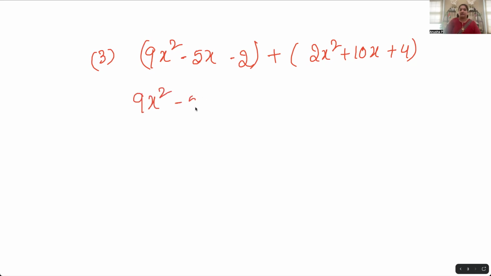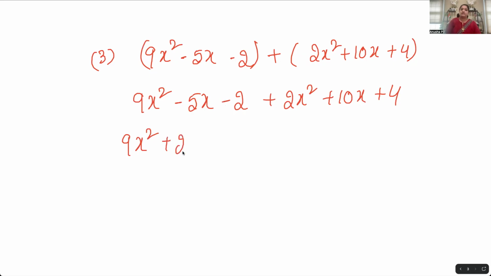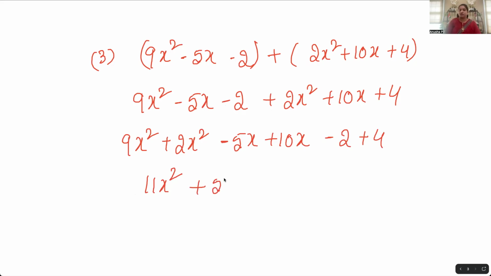9x squared minus 5x minus 2, 2x squared, 10x and 4. Now bring the like terms together. 9x squared plus 2x squared, minus 5x plus 10x, and minus 2 plus 4. 9x squared plus 2x squared is 11x squared. Minus 5x plus 10x is positive 5x. And 4 minus 2 is plus 2.